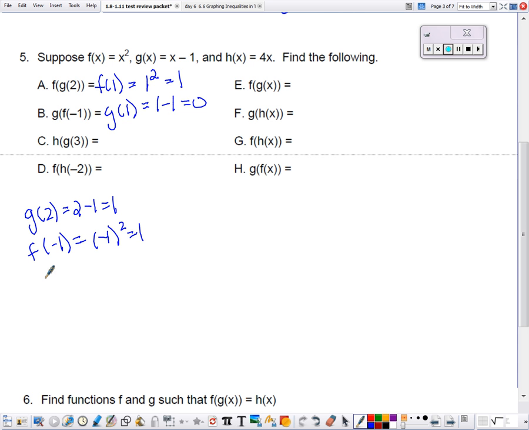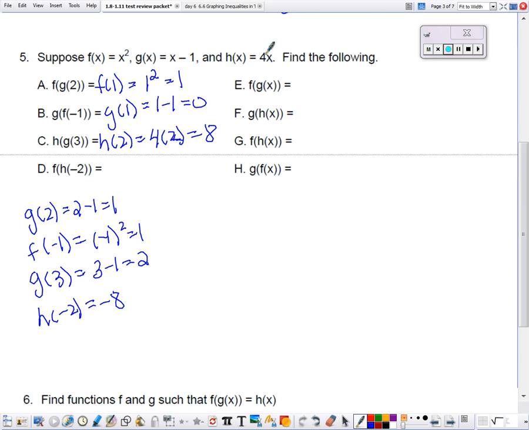G of 3, that's 2. So now h of 2 is 4 times 2, which is 8. H of negative 2 is negative 8. Plug it in here. So f of negative 8 squared equals 64.